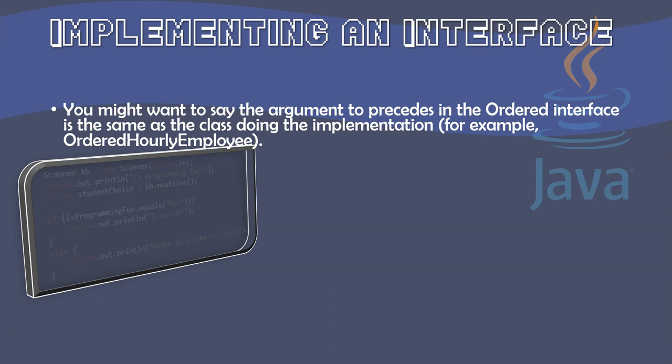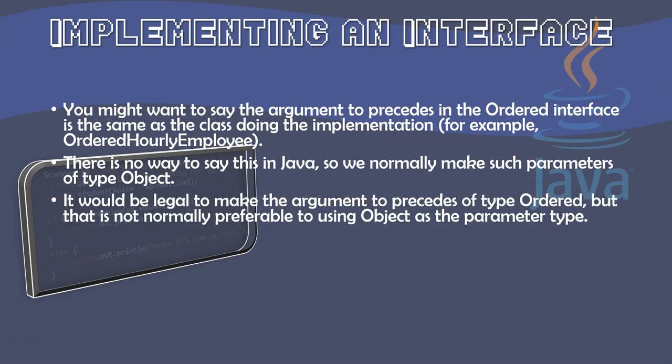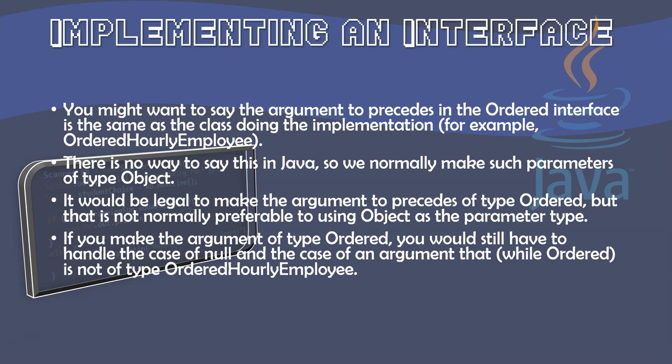You might want to say, for example, that the argument in precedes in the Ordered interface is the same type as the class doing the implementation, for example, OrderedHourlyEmployee. There is not necessarily a way for us to say this directly in Java, so we normally would have to make parameters such as type Object. And it would be legal to make that argument to precedes of type Ordered, but that's normally not preferable to using Object as the parameter type. If you make the argument of type Ordered, you still have to handle the case of null and the case of an object that, while Ordered, is not of type OrderedHourlyEmployee.